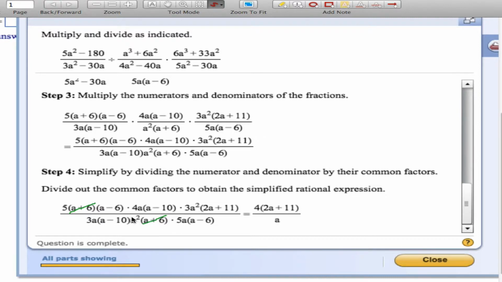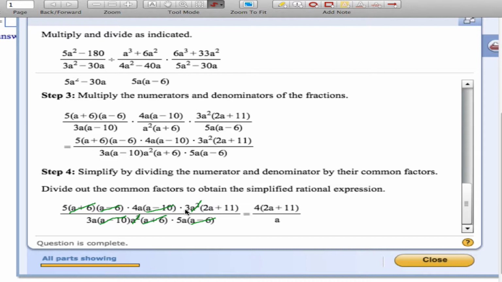There are more factors that the numerator and denominator have in common. For example, there's an a minus 6 right here and an a minus 6 right here. Let's see, what else do I have in common? There's an a minus 10 right here that matches up with this a minus 10 right here. So I've managed to get rid of a lot of stuff. Let's see, I have an a squared right there, which I can cancel out with this a squared right here.